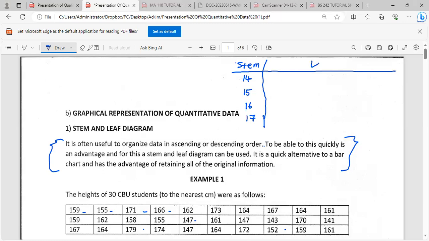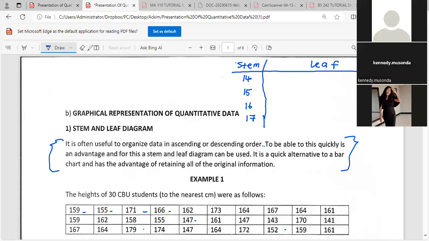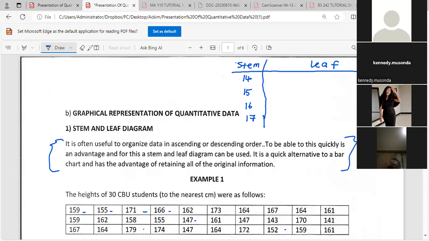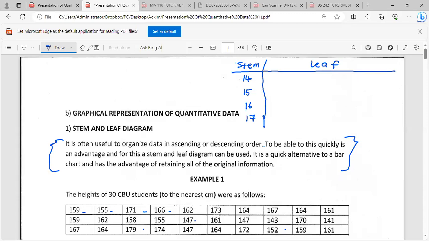Then we are going to have what is known as the leaf. Like the previous one, where we were going row by column to insert this information, even for the stem and leaf, to make our life easier, we'll go row by row. So we'll start with row one. You just start: what's the first number that we have? Any participant with a good network, assist me so that we participate. 159. So we'll put a 9 under 15, just a 9 under leaf.